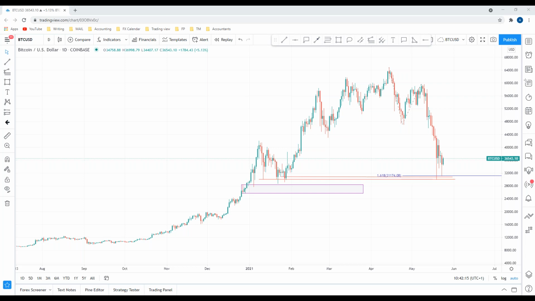So, weekly or daily? Sorry, I didn't see that. You can even look at the monthly time frame. Look at the monthly time frame and just work your way down, so you know where you are in the bigger picture.